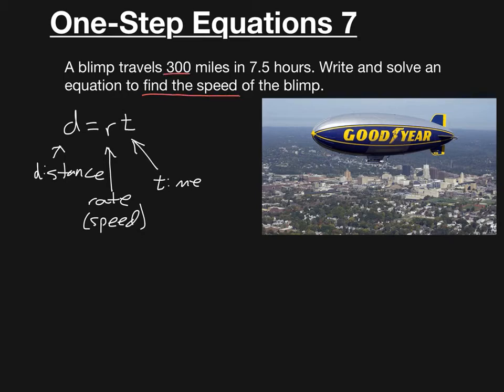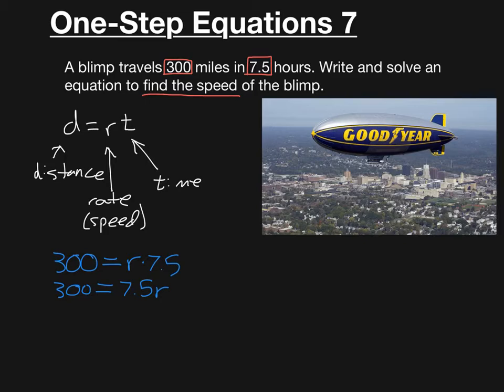We know that it travels 300 miles in 7.5 hours. So we can write an equation using this information. We know that the distance, 300 miles, is equal to the speed, that's r, times the time, 7.5 hours. Or another way we could think about this is 300 equals 7.5 r.